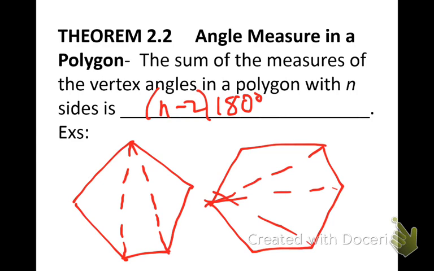That tells you how many triangles are in the shape. That will give you the total of all the angles in that polygon. When we're talking about the angles, we're talking about the inside angles here. The total of those angles will be n minus 2 times 180.